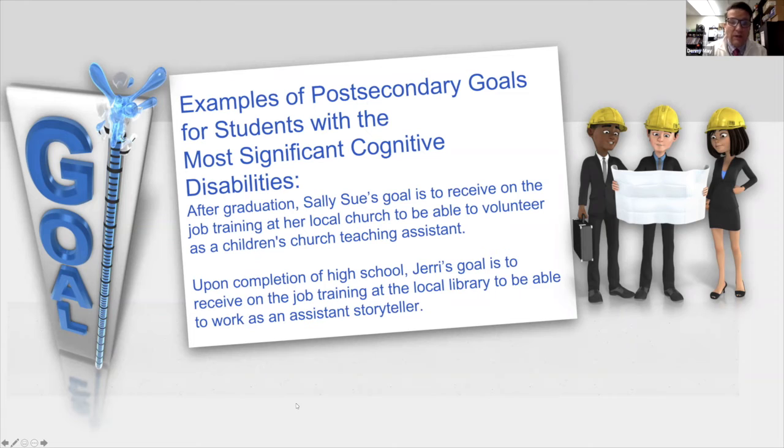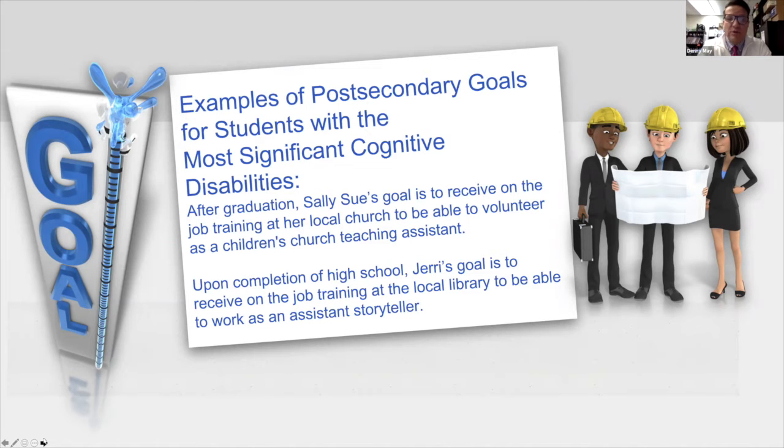But it also could be some things like, we've got Sally Sue here. Her goal is to receive on-the-job training at her local church, to be a volunteer, to help in the children's church as an assistant. So there's lots of things that we can think about. We just have to think outside the box sometimes. And we want to, first and foremost, include empathy in these as we guide these students.